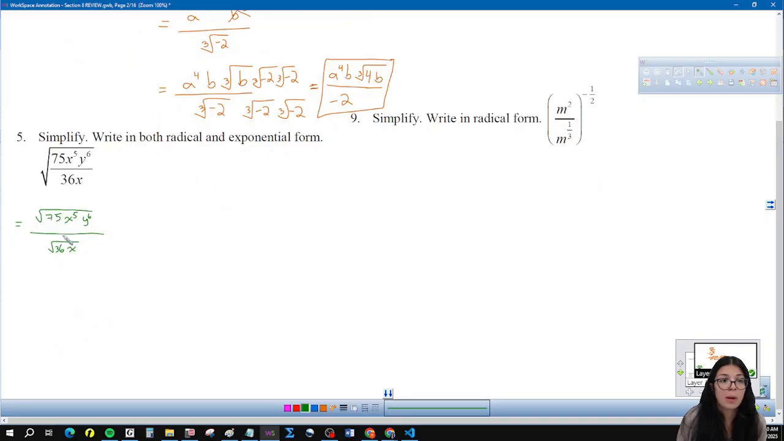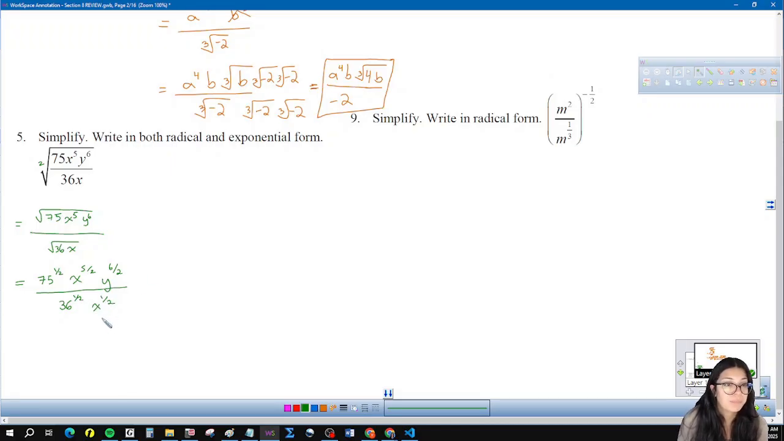So next, what I will do is use the same strategy of changing it to the fraction exponents. So 75 to the power of 1/2, excuse me, because this is a square root, not a cube root. And then x to the power of 5 over 2, and then y to the power of 6 over 2. On the denominator, same thing, 36 to the power of 1/2 and x to the power of 1/2.